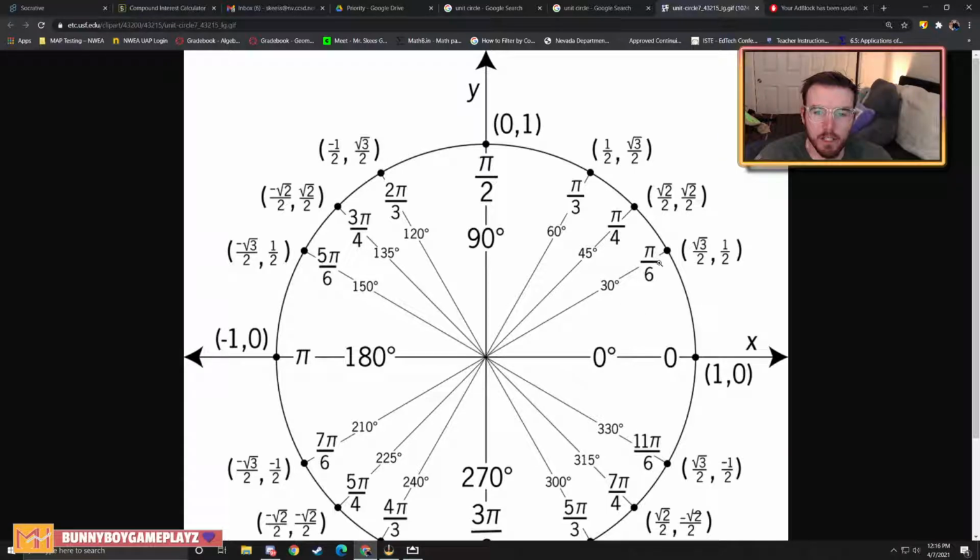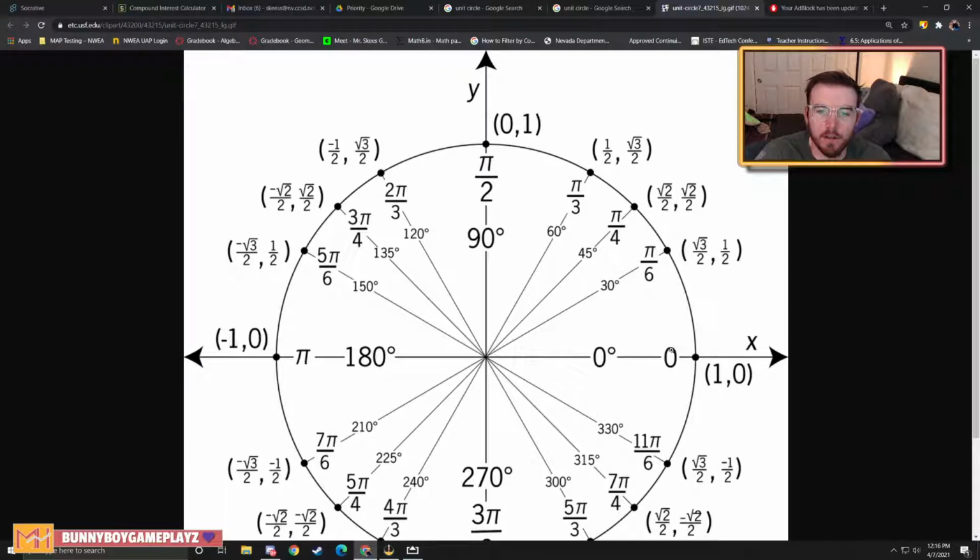Here's our 30 degrees, and here's our cosine, and here's our sine. Why do we use this idea of reference angles? Because it's a reflection. That's why reference angles make sense.